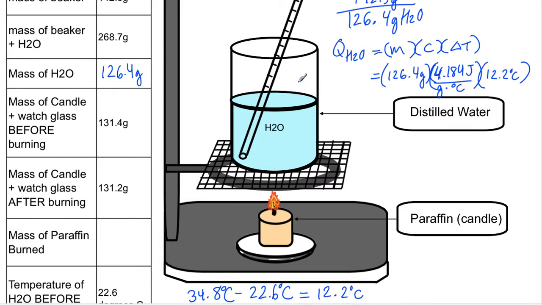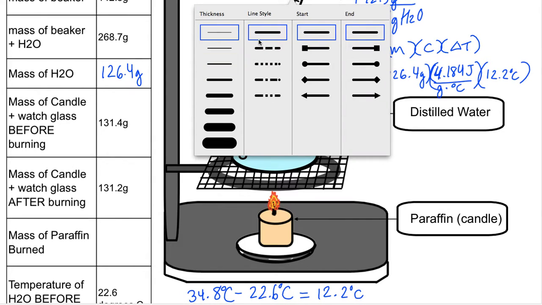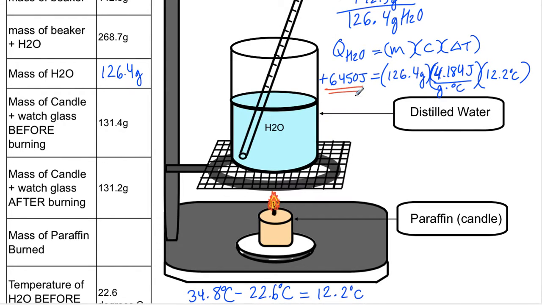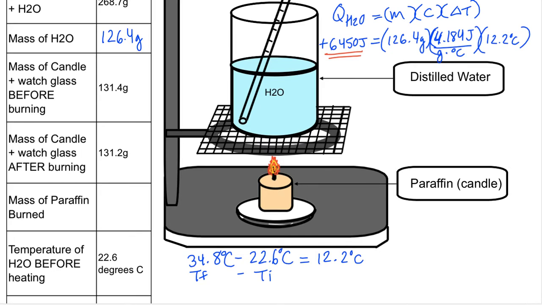And the Q of my water is positive because all of these numbers are positive, and it is 6,450 joules. I'm going to underline that in red so you can keep note of that. That is the joules, the Q value of the water.